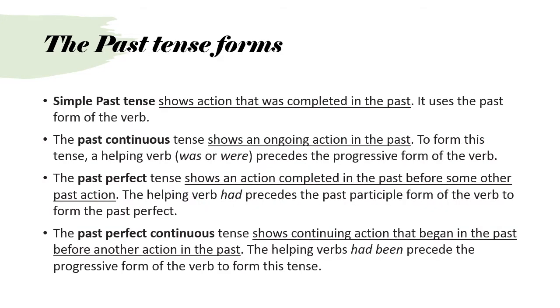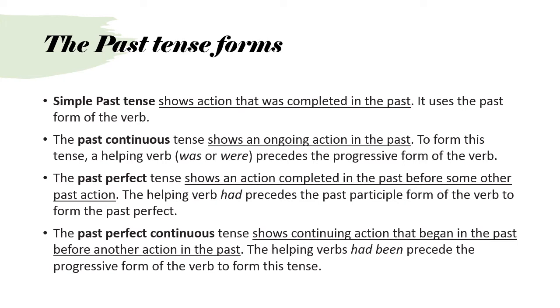Now let's look at the past tense forms. The past tense also has four forms: the simple past, the past continuous, the past perfect, and the past perfect continuous. Now the simple past tense shows an action that was completed in the past, and we know for sure when it was completed. So it's in the definite past. It uses the past form of the verb.